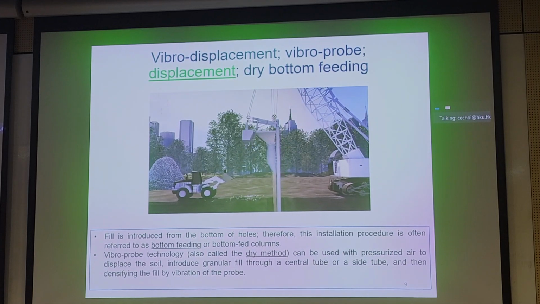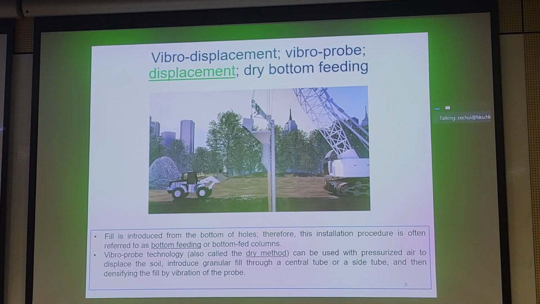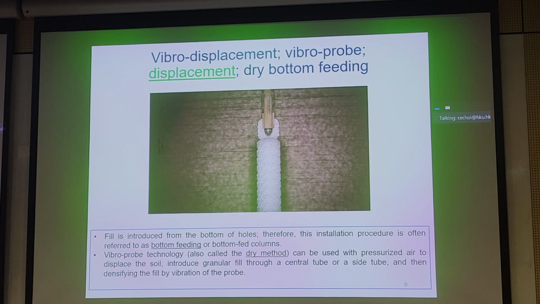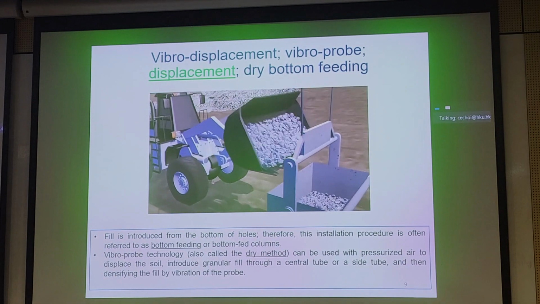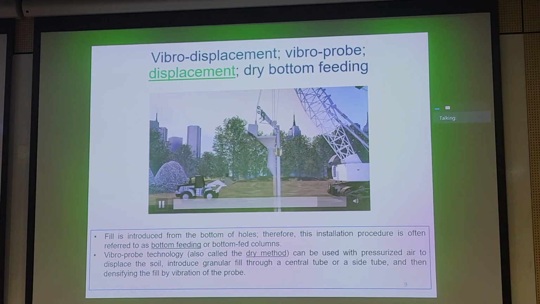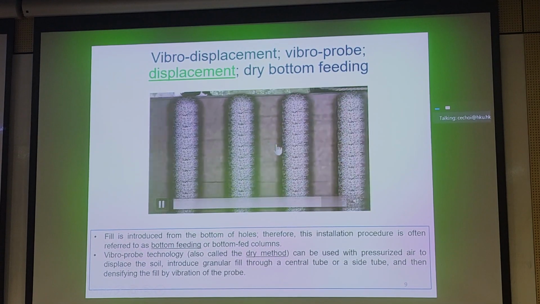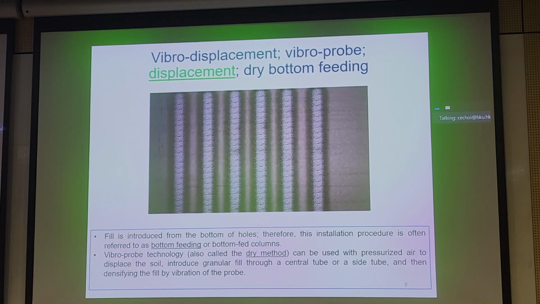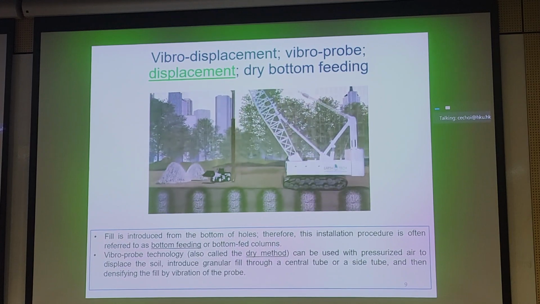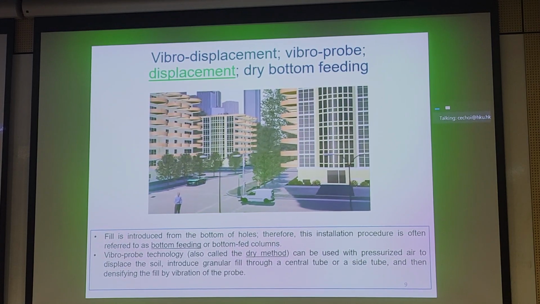You do it in lifts, and you keep on vibrating, lifting this probe up and down while it's vibrating, and you form a series of columns and a composite foundation in the ground. So we refer to this method as dry bottom feeding. And again, this is the method you'll see later in our case study. So eventually, one column is built and you get a composite foundation with a series of columns, and simultaneously you'll probably have numerous cranes, numerous probes working in concert with each other.